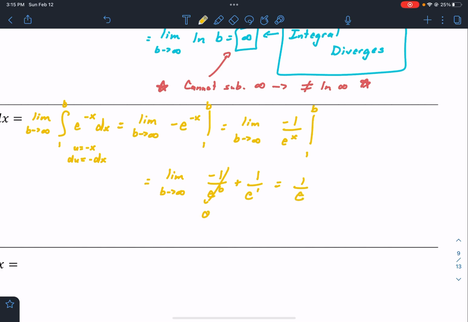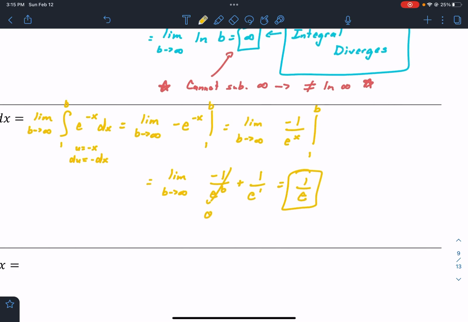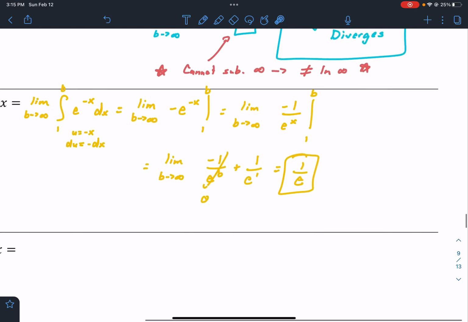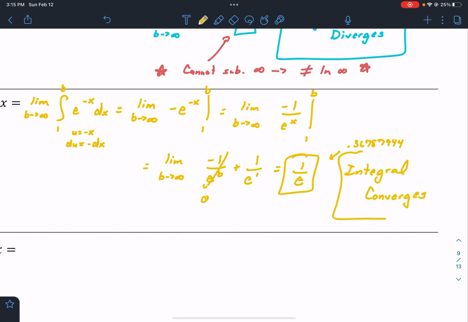So 1 over e is the exact value of this definite integral. This is the area under the curve for this definite integral, even though it's going to infinity. So earlier we got 0.36787879444. Well, if you put 1 over e in your calculator, that's what you get. This is the exact answer. So this integral converges because we got an exact answer. We got a numerical answer for our definite integral.